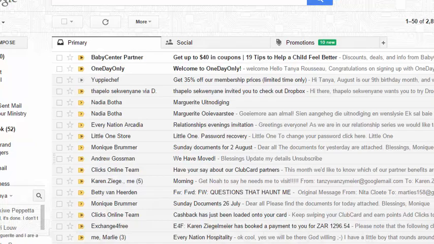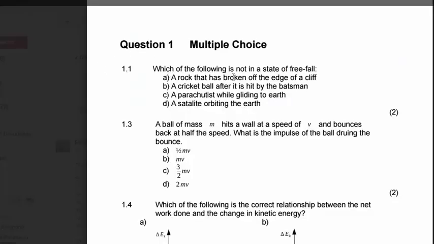Let's just quickly look at this. Which of the following is not in a state of free falling? What is free falling again? Only gravity acts on the object. A rock that has broken off the edge of a cliff. It's now falling. Is it in free fall? Yes. Good.